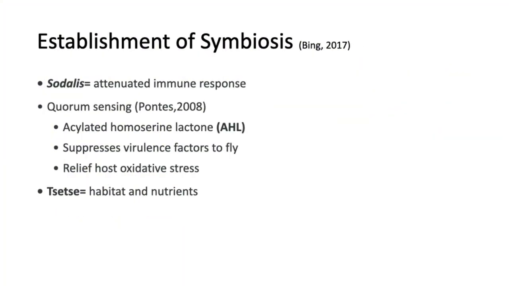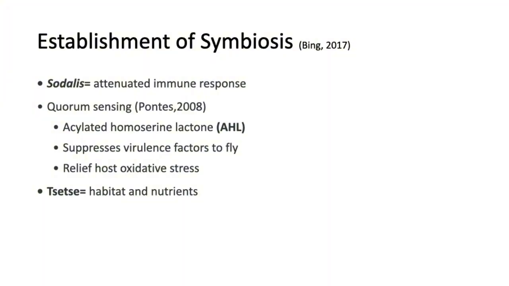Now, how does Sodalis play a role in its system? So, Sodalis is going to provide the tsetse an attenuated immune response. It is going to exhibit quorum sensing, and it's going to provide acetylated homoserine lactone, or AHL. Quorum sensing is going to provide that chemical communication between the symbiont and its host, and the AHL is going to recruit symbiosis promoting factors and gene expression.